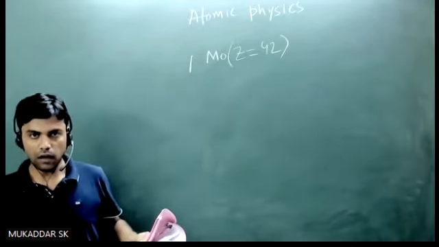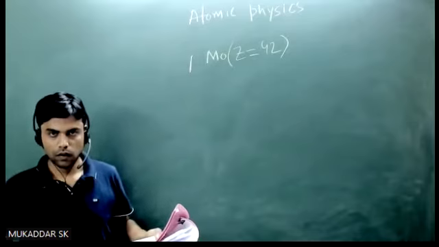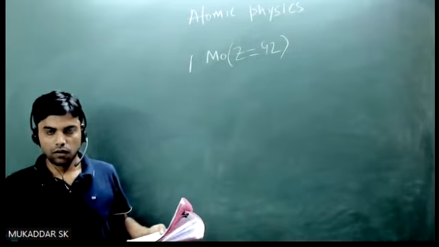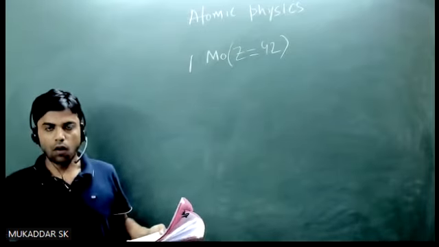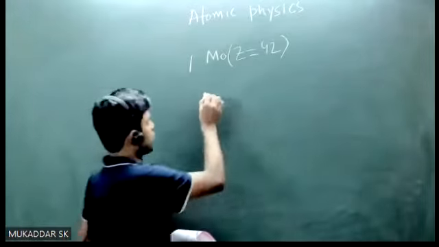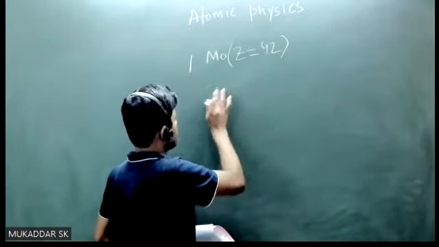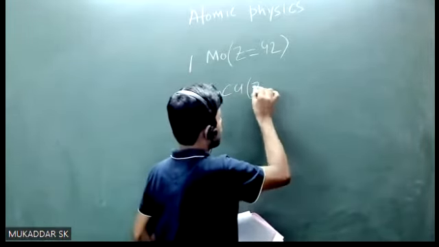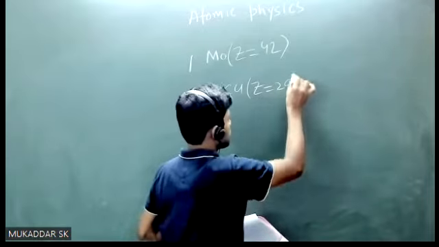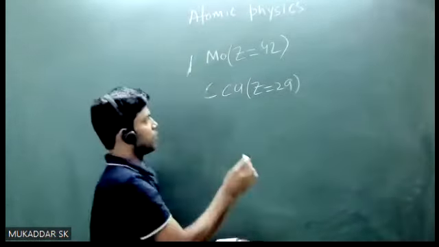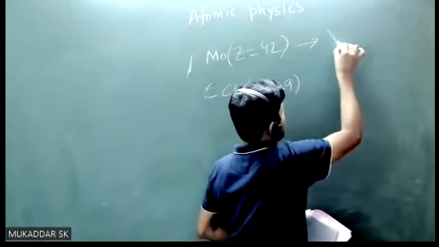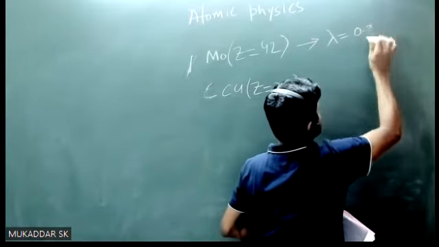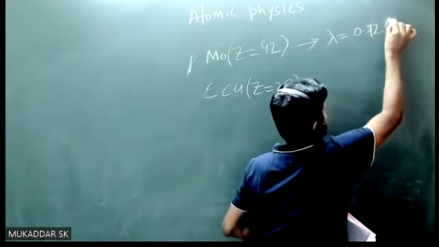Then write, calculate the wavelength of K alpha X-ray for copper target. So you have to calculate the wavelength of K alpha X-ray for copper. You know that the atomic number of copper is 29. So for molybdenum target, the wavelength given is lambda equals 0.72 angstrom.